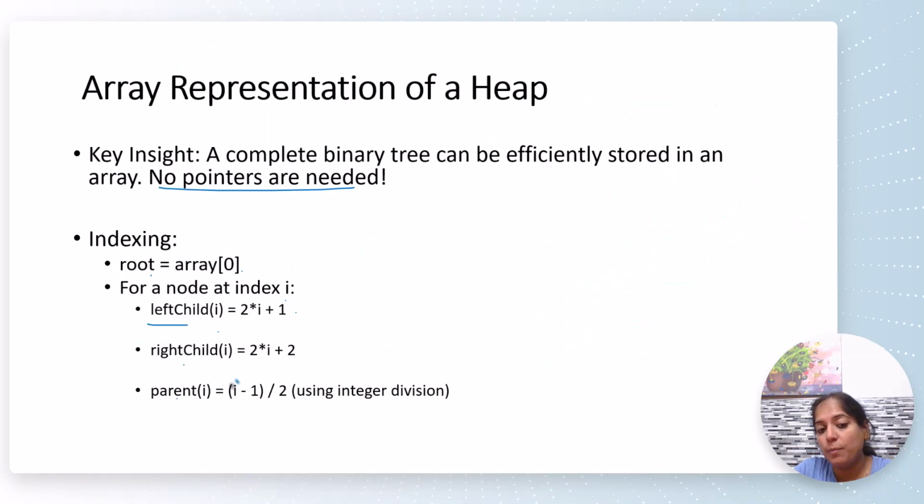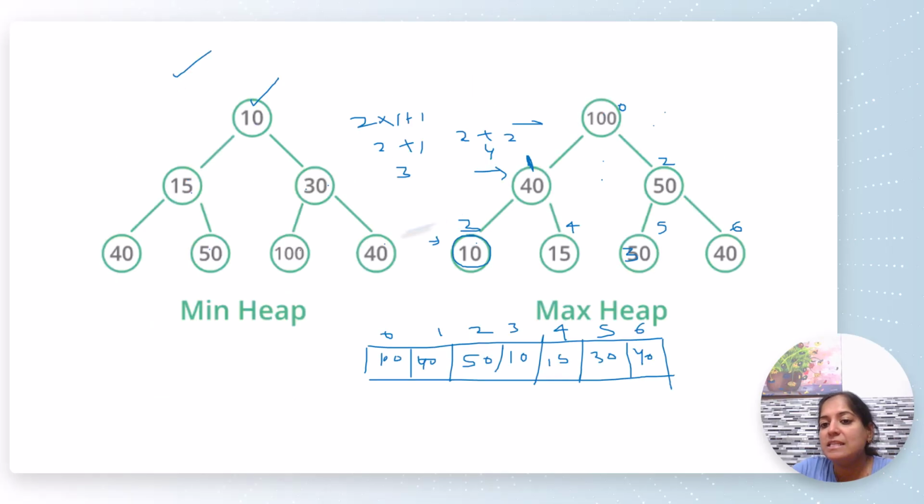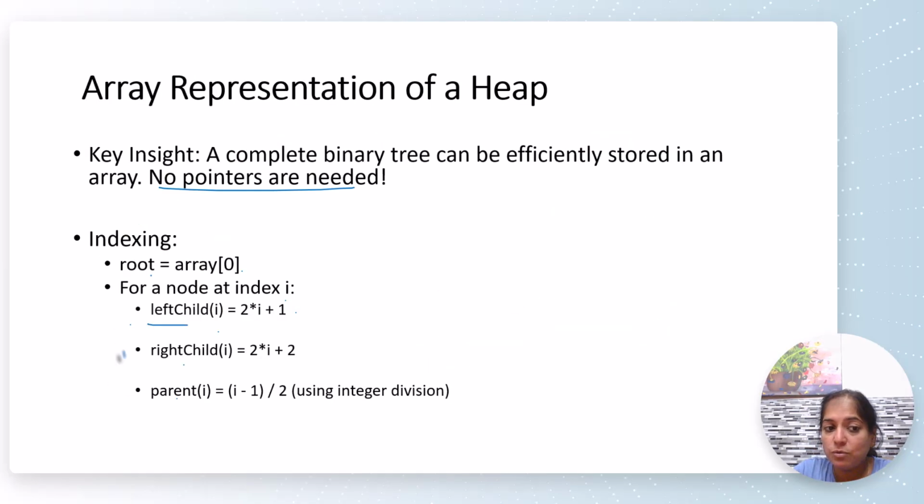And the index of parent node is I minus 1 divided by 2. Let's say I am on index 5. I want to find out the index of its parent node. So 5 minus 1 divided by 2. 5 minus 1 is 4, 4 over 2 gives us 2. So 2 is the index of parent node. So these are the formulas which we use to calculate the index of left child, right child, and the parent node.